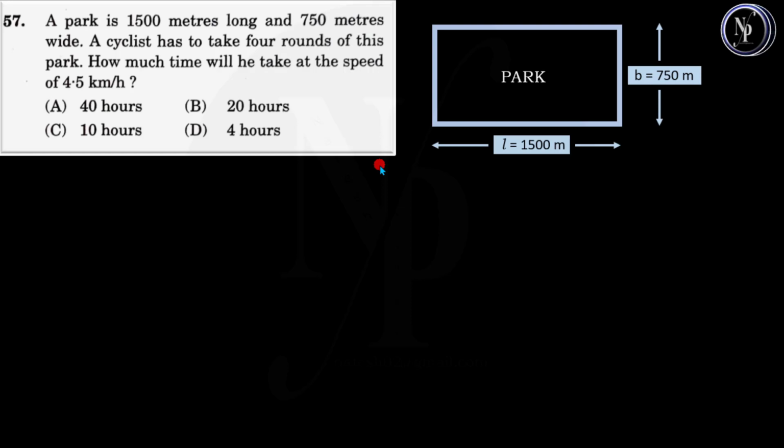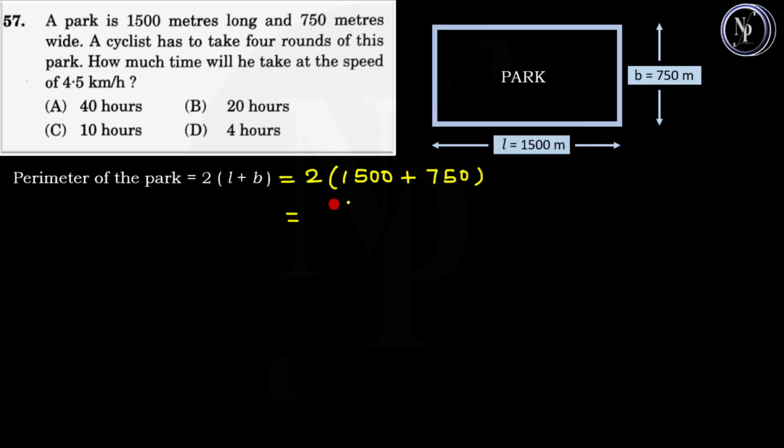Now using this data, let us calculate the perimeter of the park using the formula 2 times (L plus B). Since the park is rectangular in shape, we use the formula for the perimeter of a rectangle. Substituting the values of length and breadth of the park, we have 2 times (length of the park, 1500 meters, plus breadth of the park, 750 meters).